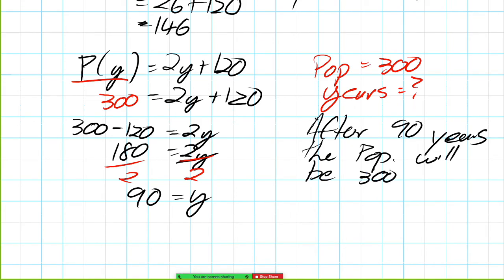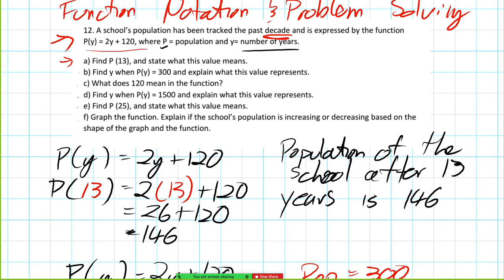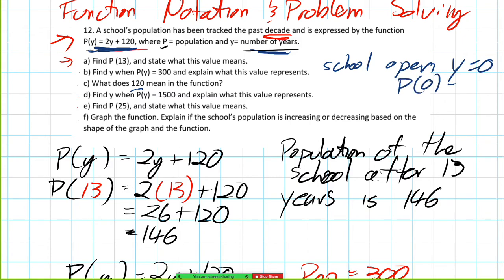Okay, let's jump to the third part of this question. What does 120 mean in the function? So we have our function here. 120 most likely, and they haven't told us the number of years, but this probably has to do with the starting of school. So probably the school opened when y was equal to 0. We can make that assumption. And if y equals 0, that means p at 0 would be 2 times 0 plus 120. In other words, 120. So 120 is the original population when the school opened.